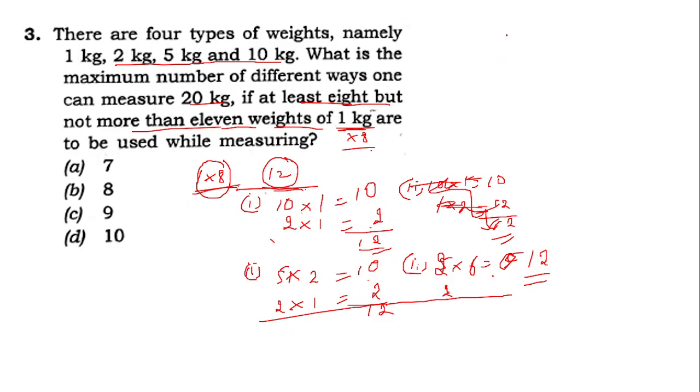What if I take the second possibility, 1 kg into 9? 1 kg into 9 means how much is remaining? 11 kg is remaining. This is the fourth possibility we are doing. So 11 kg means, can I take 10 kg or not? Not possible, because 1 kg we can't take. So 10 kg we can't take. 5 kg into 1 will give me 5. 2 kg into 3 will give me 6. Yes, this is a possibility. So this is the fourth possibility: 5 kg into 1 and 2 kg into 3. This is another possibility.